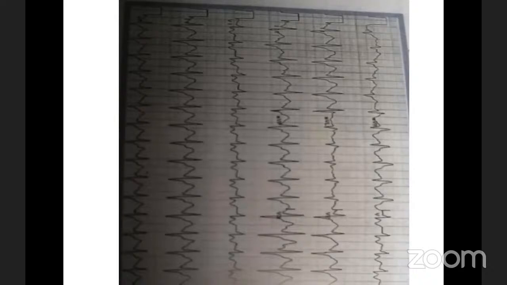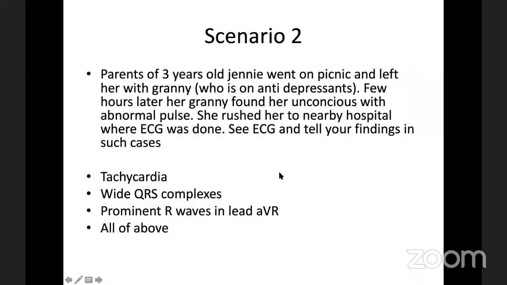And they have given you the answer: check for aVR and look for a prominent R wave. Is there any prominent R wave in lead aVR? Yes. So all the three above, because these are the typical three findings which you will see in SSRIs and tricyclic overdose: a tachycardia, a wide QRS complex, and a prominent R wave in lead aVR. They might not all be present in each case, but the tachycardia and the wide QRS are really common. I'm sorry, because it's an original ECG, it was difficult to show clearly.